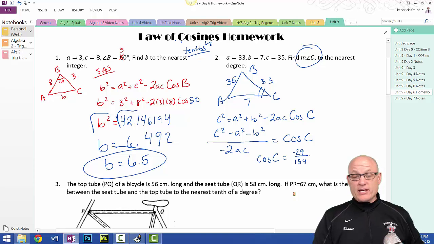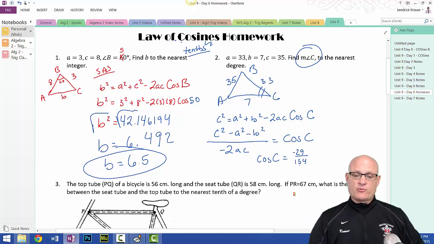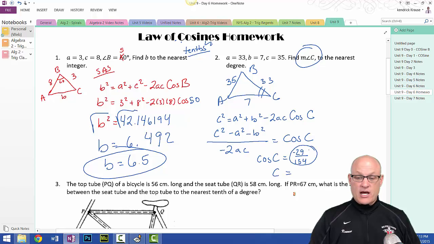The negative just means, now with cosine you're going to have to put the negative in. It's a little bit different than it is with sine, because cosine tells you that you're going to be in the second quadrant. And so I know that when I do the inverse cosine of this, I'm going to be in the second quadrant, and indeed I am. 100.85. So my answer is 101 degrees. All right, moving on.